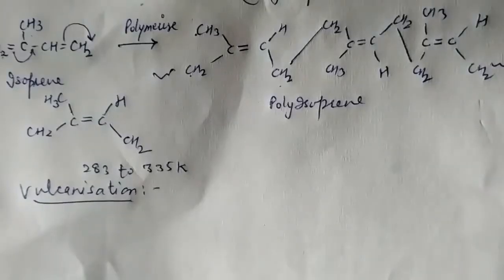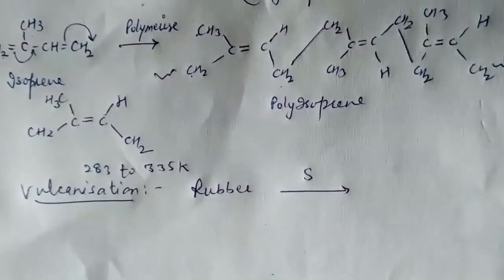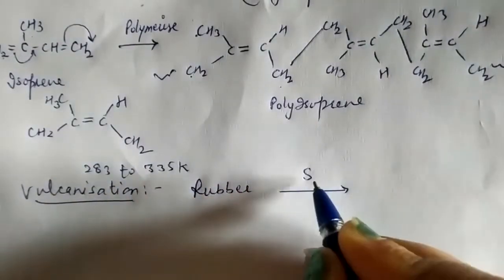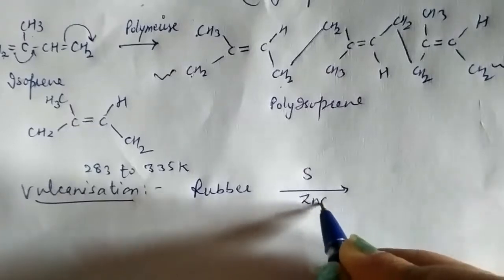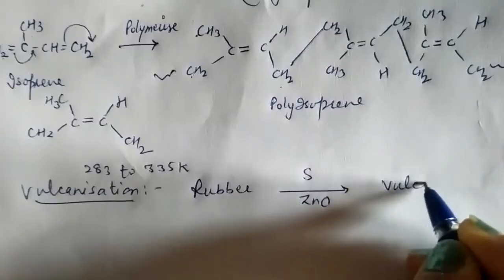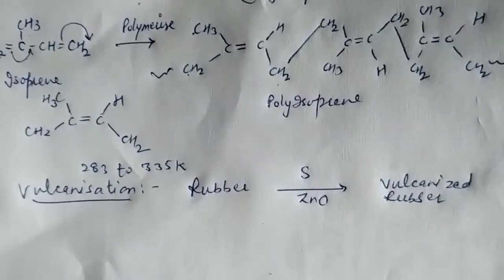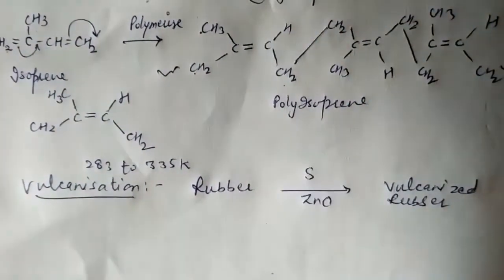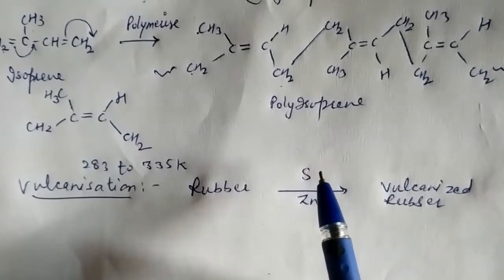So what happens when we heat rubber in the presence of sulfur? Basically, sulfur adds cross links between the various monomers, and the reaction takes place in the presence of zinc oxide. Then we get the vulcanized rubber. In this vulcanized rubber, the sulfur will be added either at the allylic positions or at the double bond.